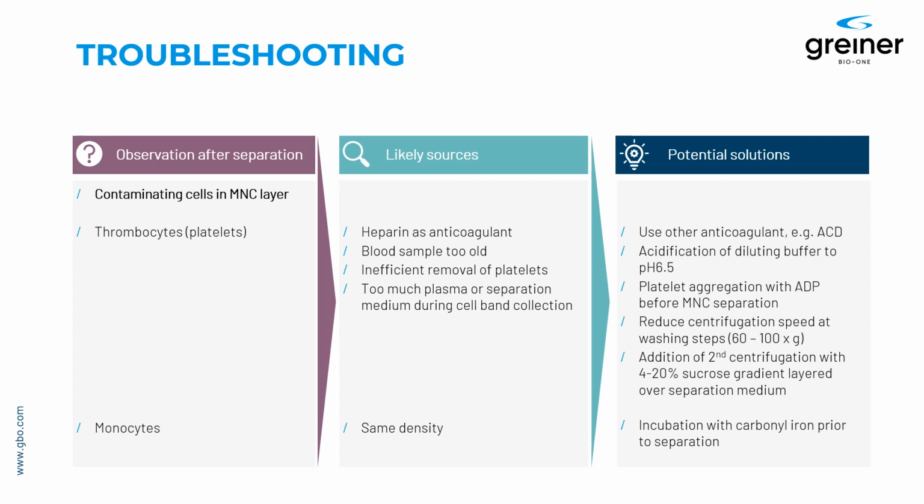Monocytes and lymphocytes usually have a very similar density, so they will appear side by side in the mononuclear cell layer. If the goal is to only separate or enrich lymphocytes, then the monocytes have to be removed, and this can be done by incubating the cells with carbonyl iron prior to the separation. The monocytes will ingest the carbonyl iron and then have a higher density in the separation procedure, so they appear either in the pellet or in the separation medium, but apart from the actual mononuclear cell layer.